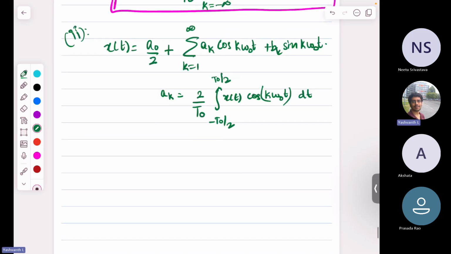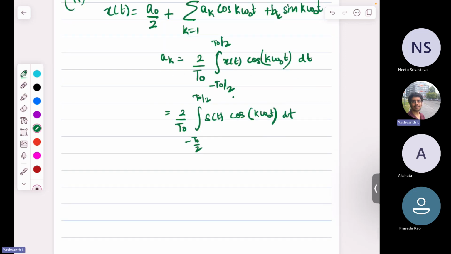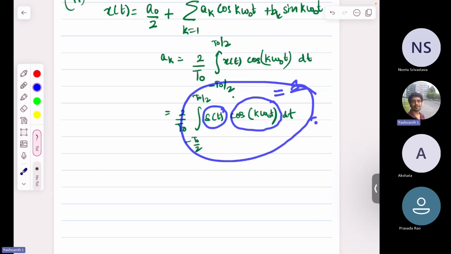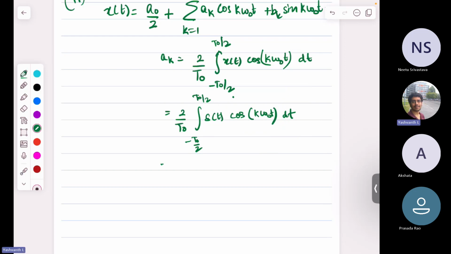But now, using the same argument, between minus T naught by 2 to plus T naught by 2, the x of t has only one term, that is delta of t. So this is same as 2 by T naught integral from minus T naught by 2 to plus T naught by 2 of delta of t into cos k omega naught t. Again, delta of t takes a non-zero value only at t equal to 0, where cos of 0 is equal to 1. Therefore, this entire integration will be equal to 1. This becomes 2 by T naught into 1, which is equal to 2 by T naught. Basically, this 1 is because of cos 0.